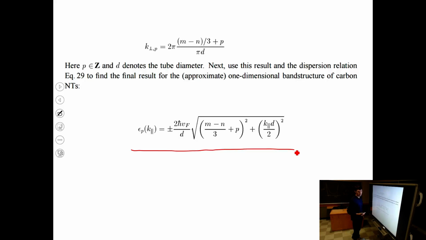So this is as a function of k parallel. M and N are the components of the rolling vector. And this index P just enumerates the bands. That's just an integer that enumerates the bands. So you can get for any chiral nanotube a band structure based on this formula. The values of k perpendicular are restricted to these numbers. You cannot have any other k perpendicular due to the periodic boundary conditions.